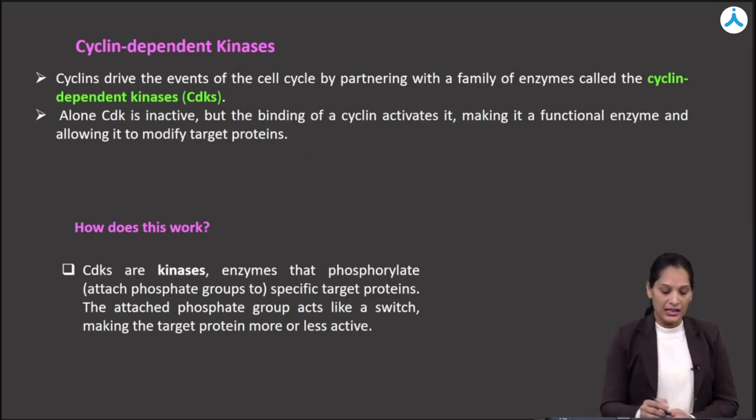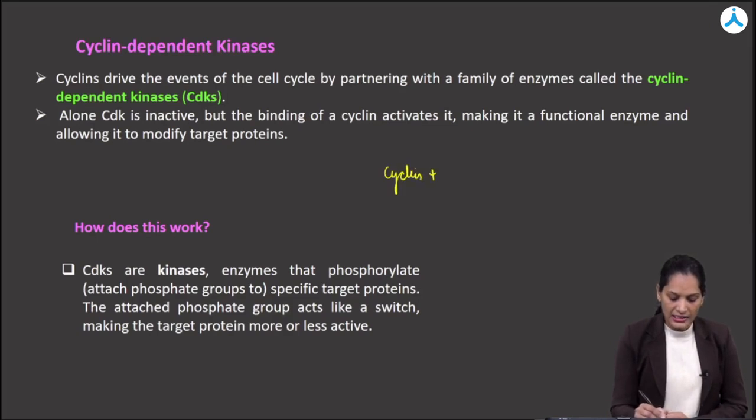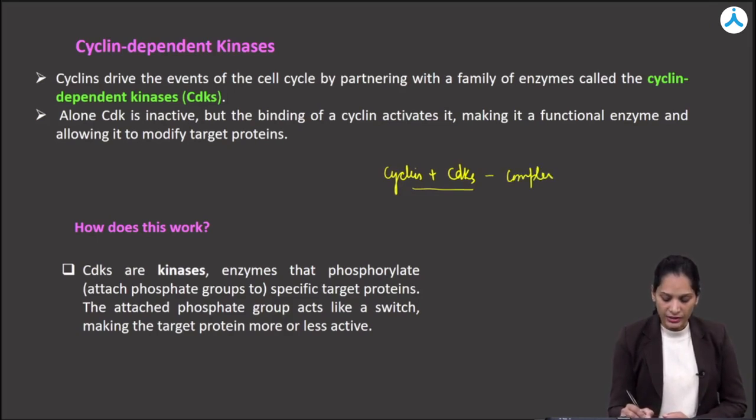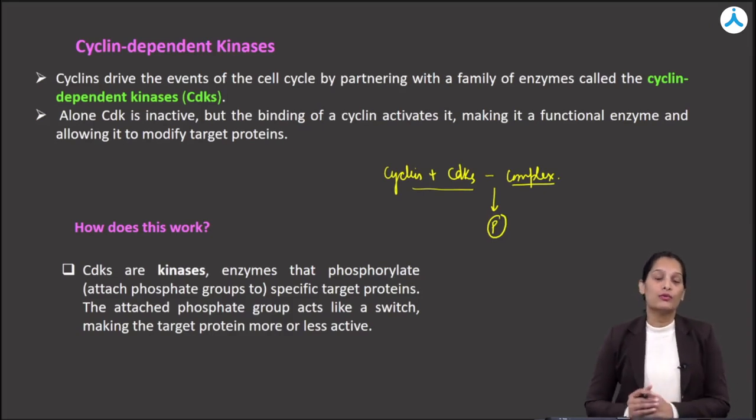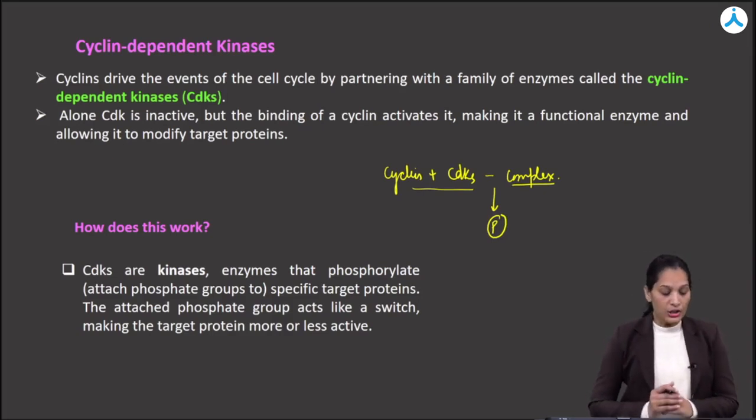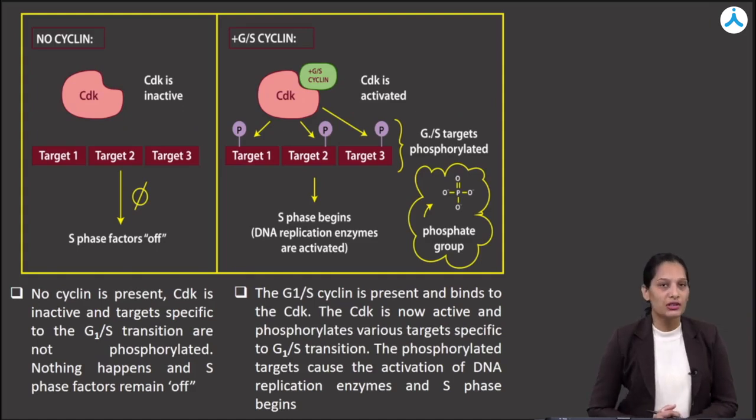So cyclins and CDKs form a complex. This complex is an activated complex which phosphorylates the targeted protein, and then this targeted protein performs the function. So a lone CDK is inactive, but the binding of a cyclin activates it, making it a functional enzyme and allowing it to modify the target proteins. This is a beautiful picture. With the help of it, we can understand more clearly.